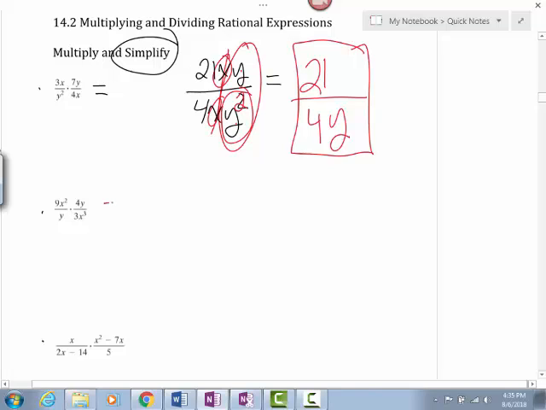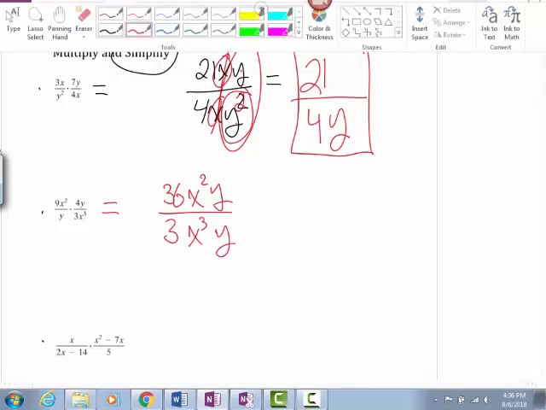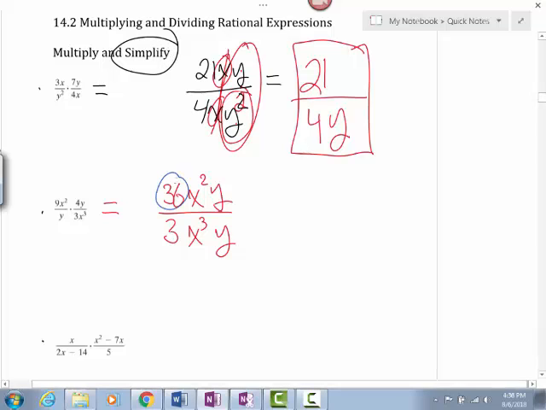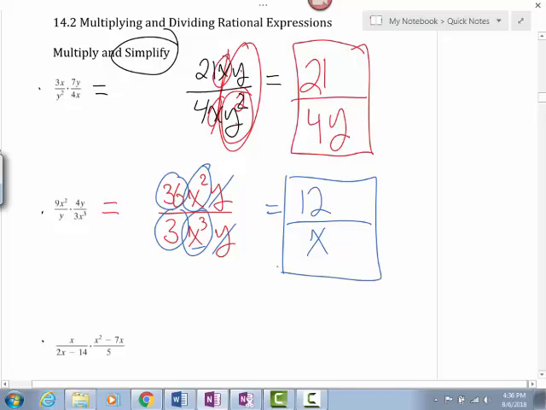Let's do the same thing on this next problem. Again, I'm just going to go straight across. 9x squared times 4y will leave me with a 36x squared y. On the bottom, y times 3x to the third will leave me with a 3x to the third y. First thing I notice, 3 goes into 36 nice and neat, 12 times. When I look at my x's, I have an x squared and an x to the third. So there's one extra x on the bottom. And then this y and that y will cancel out. And so there's my final answer.